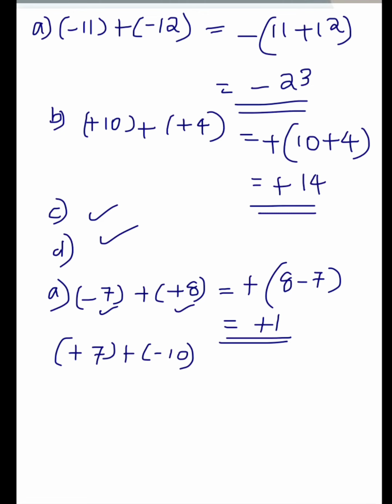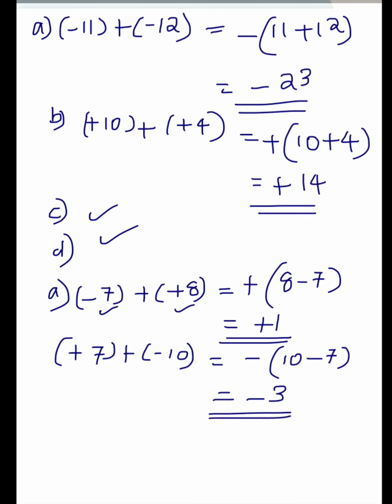So here you can see that here also one is positive and another one is negative. So what you have to do? You have to subtract the smaller from the bigger number, that is 10 minus 7, and you have to put the sign of bigger number, that is minus, because bigger number is 10 here. So what is the sign of 10 here? Minus. So answer will be minus 3.